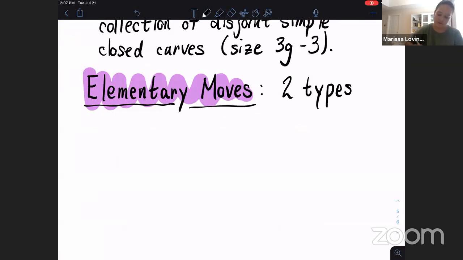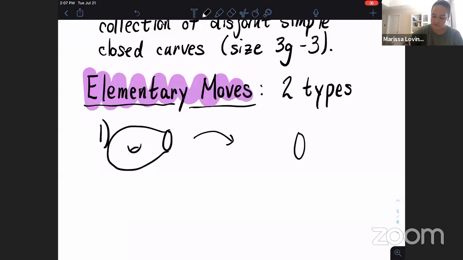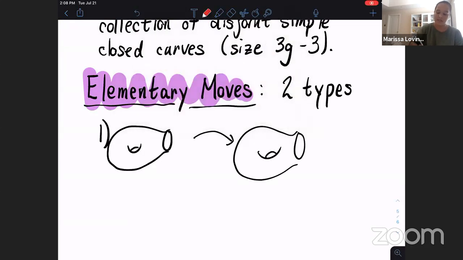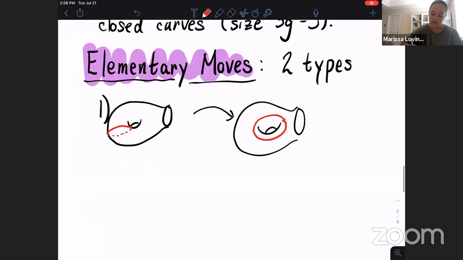Okay, so the first type corresponds to a move that happens in a one-hole torus. Right? So if we have a one-hole torus and we have some pants decomposition, one of our elementary moves is going to be taking a pants curve that looks like this red one I just drew, and switching it to one that looks like this. So we still have a pants decomposition of our surface, right? This is now a new 3-holed sphere, but we just swapped out those curves.